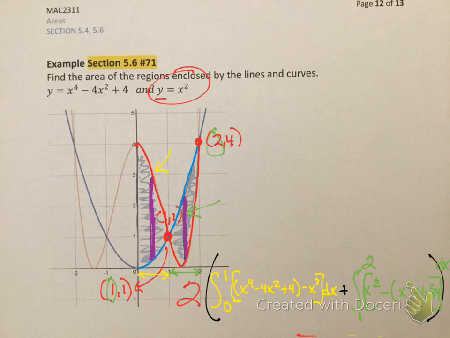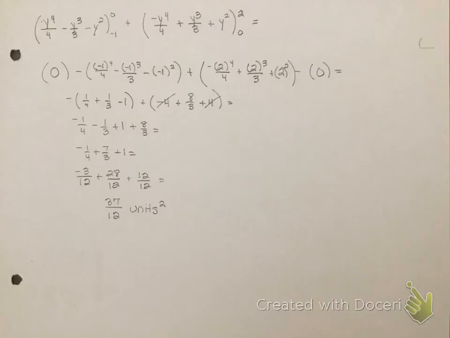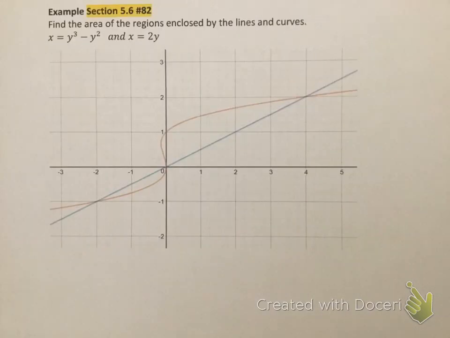I am assuming that you guys can do that integration yourself. Again, look on my notes. You've got all the work here and on the video, and it's also on the completed notes on Canvas. There's 2 whole pages. Your area there ends up at 37/12. And let's go to our last problem.